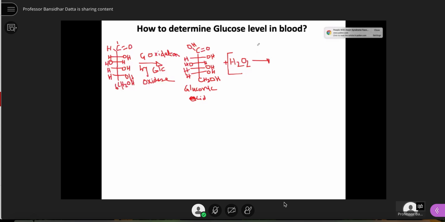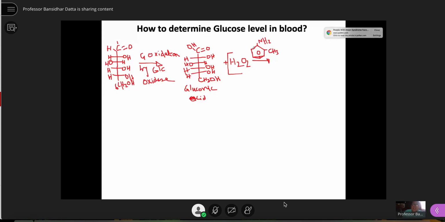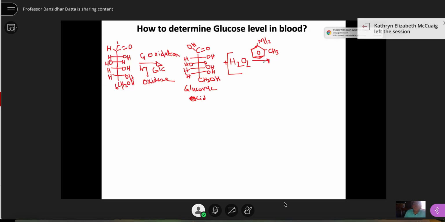It's called orthotoluidine. Let me give you the structure first. It's a 6-member ring. Please write down 6-member ring. It is a benzene ring, a circle. There is an NH2 amino group right there, and a methyl group, CH3. So it's a 6-member ring, and this circle represents the double bonds, 1, 2, and 3. So it's a circle. The name of the molecule is orthotoluidine.